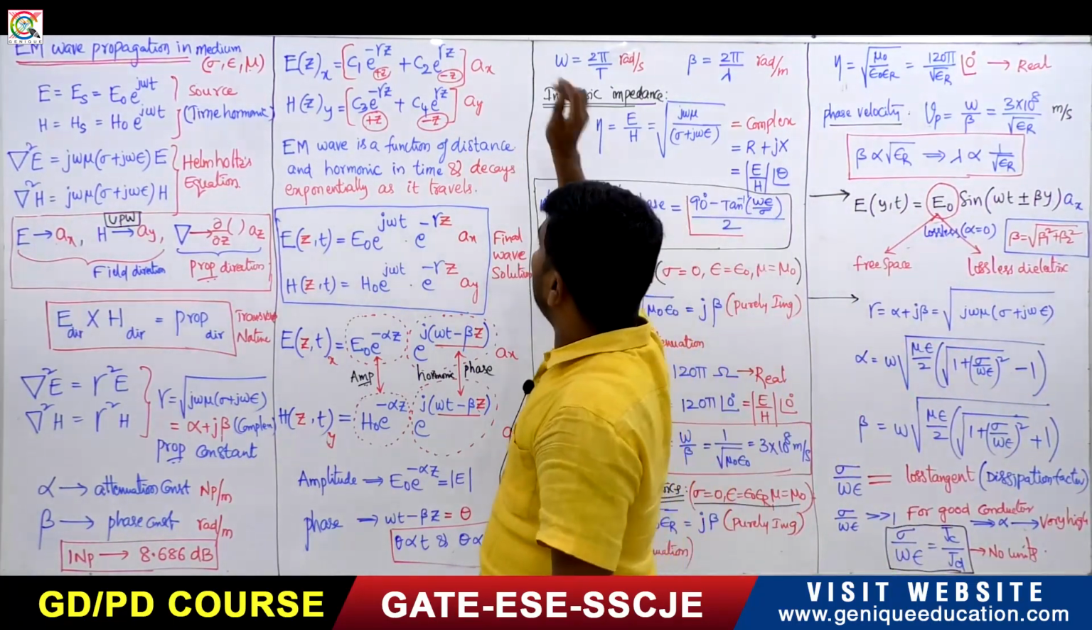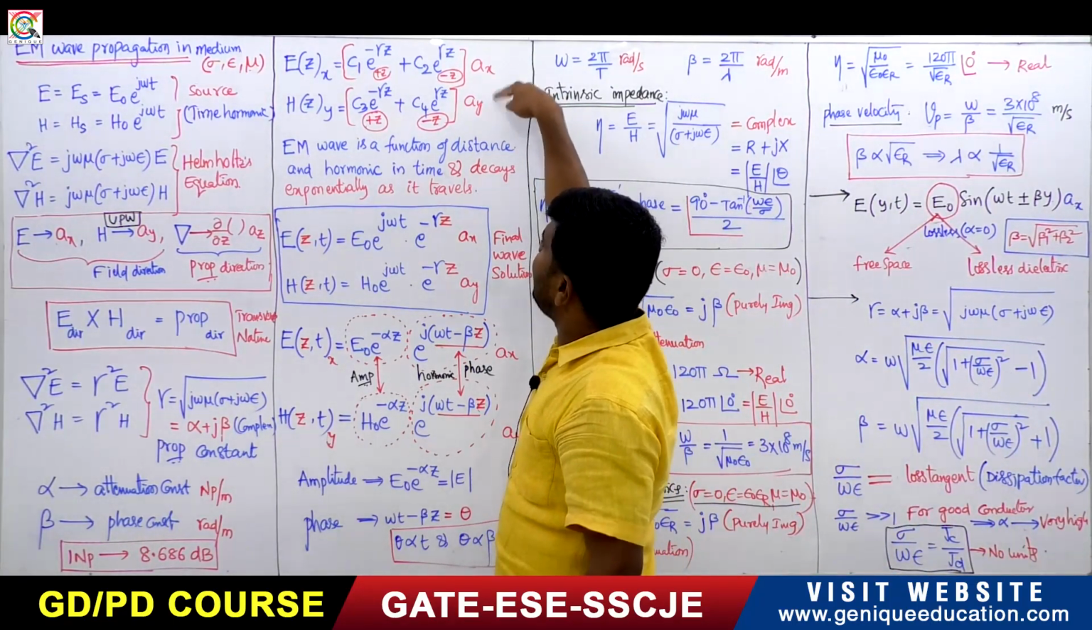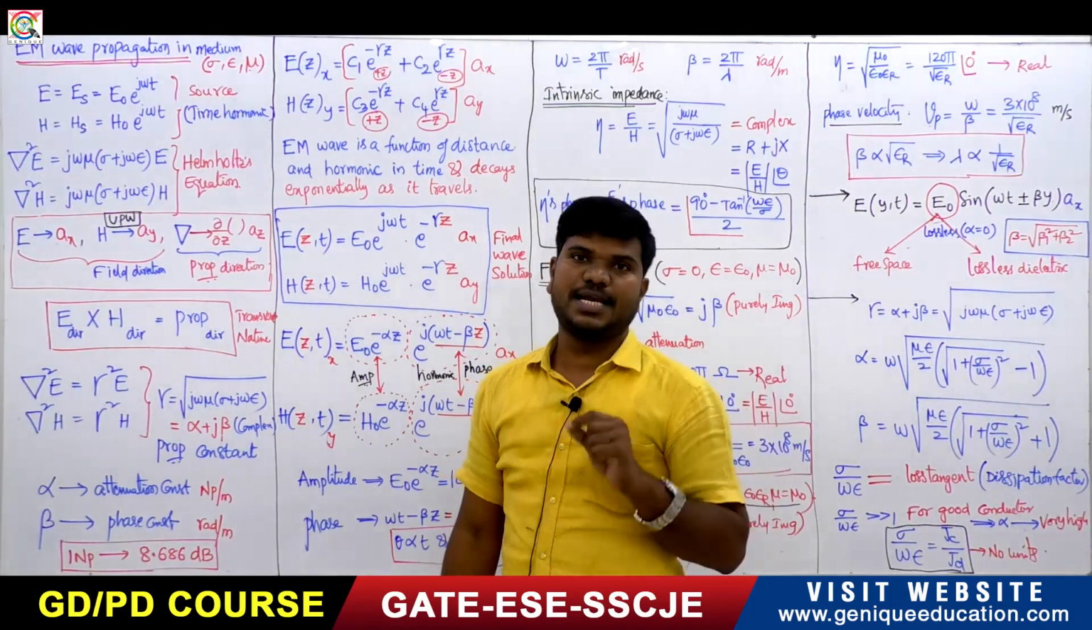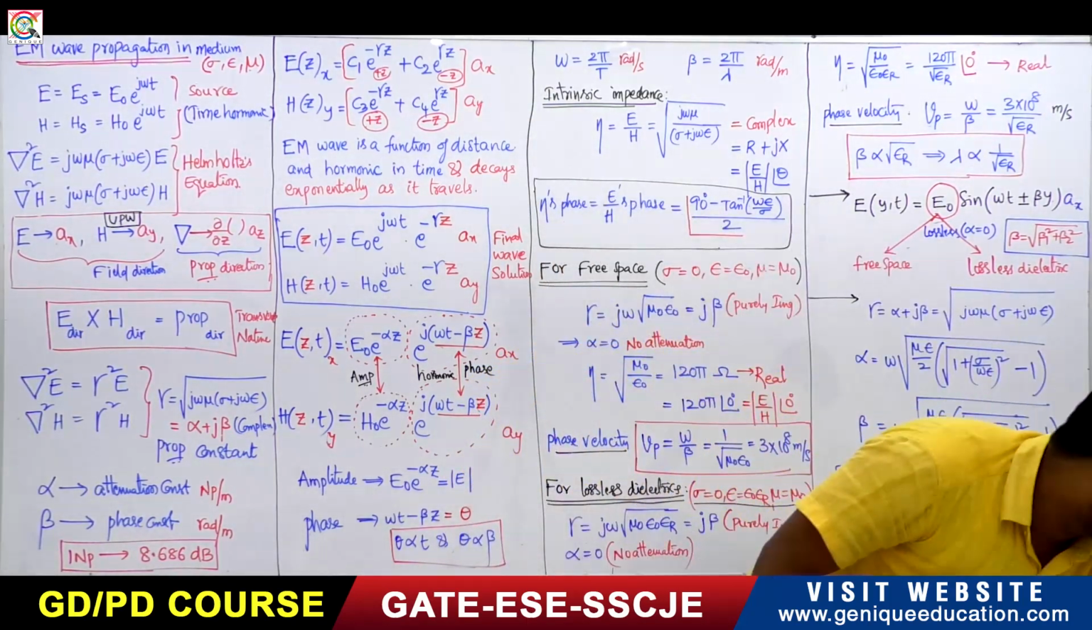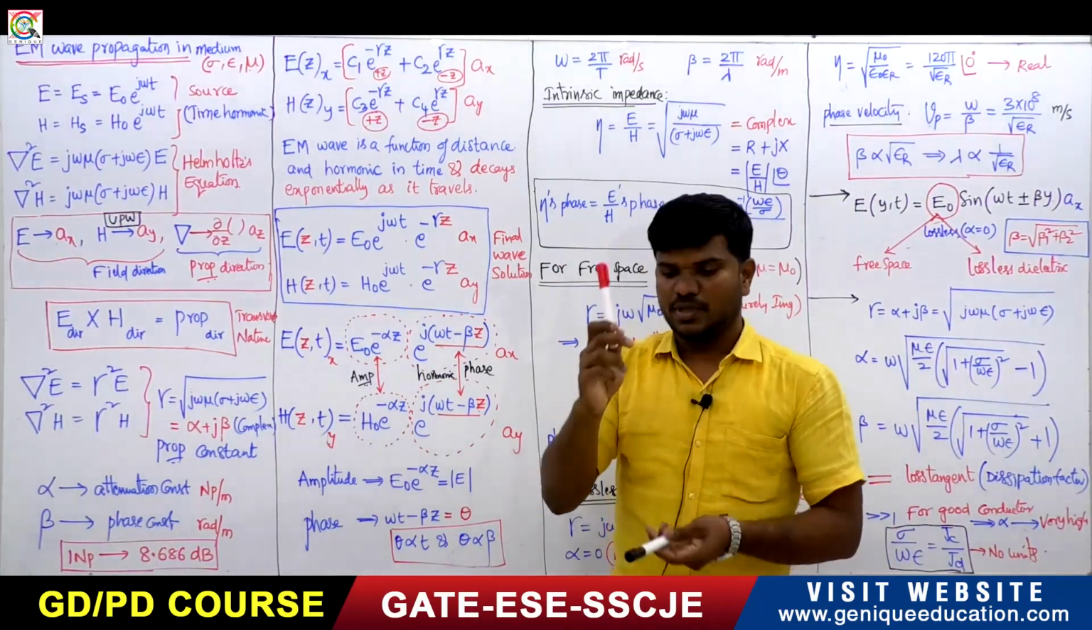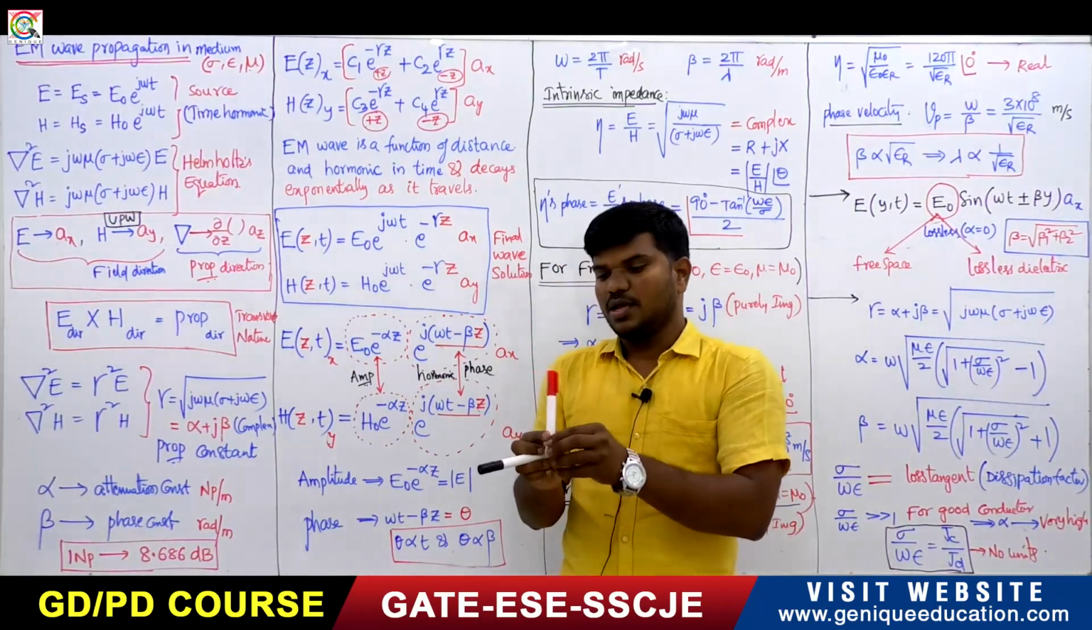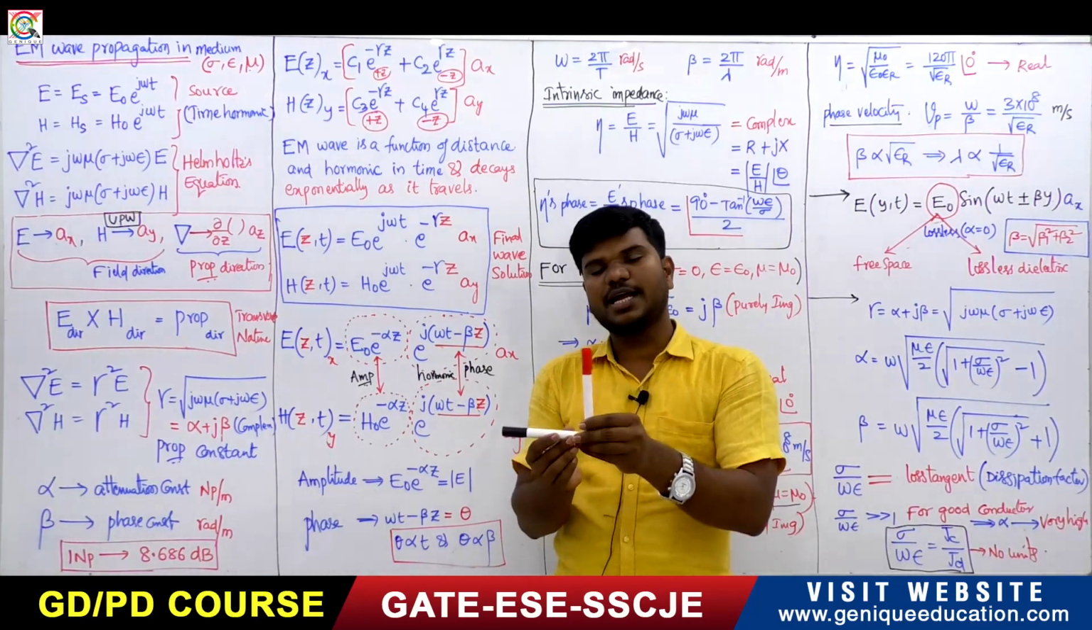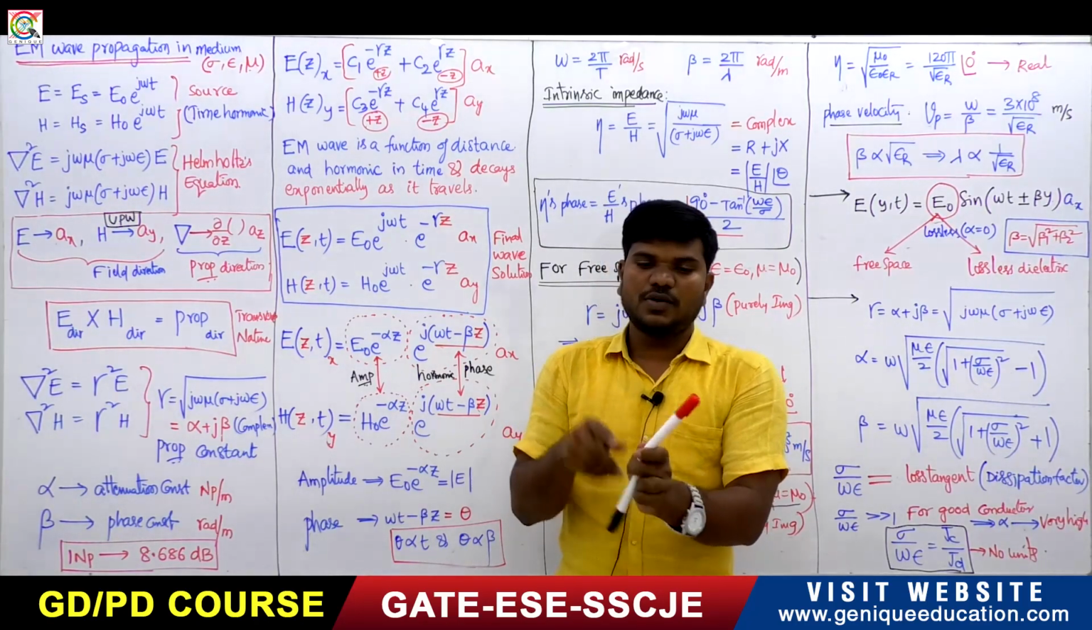Right? So, what are these AX, AY? These AX, AY are called the field directions. Suppose if you observe, let us suppose this is the electric field and this is the magnetic field. How are these fields directed?